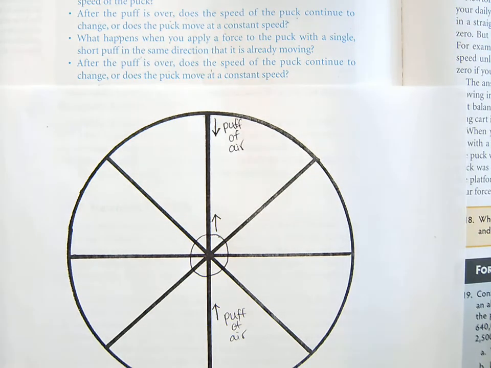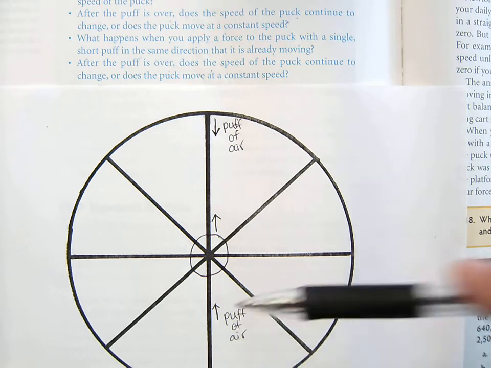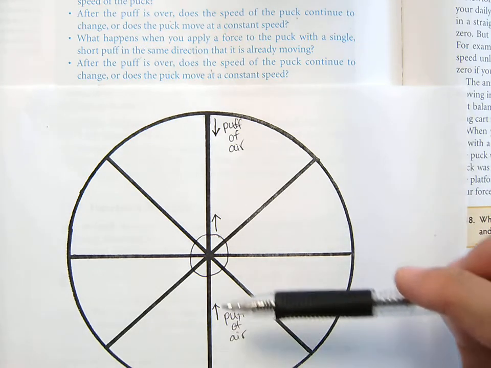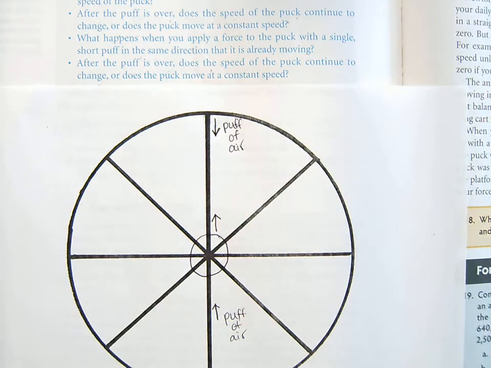Again, the reason it's not going to get faster and faster is because we'd have to be applying a continual amount of force nonstop to keep it going faster and faster. We'd have to keep applying puff after puff of air to make it go faster and faster. So the one puff of air speeds it up for that instant, and then it's going to remain constant from that point on.